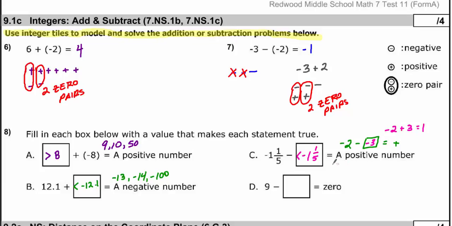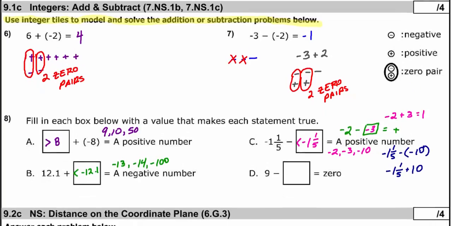If I took away -2, -3, -10, any of those work. In fact, let me show you -10. If I have -1 and 1/5, and I subtract -10, when I rewrite that, I've got -1 and 1/5 plus +10, and now I'm going to have -1 and 1/5 zero pairs. They're going to cancel out part of that, and they're going to leave a bunch of positives left.